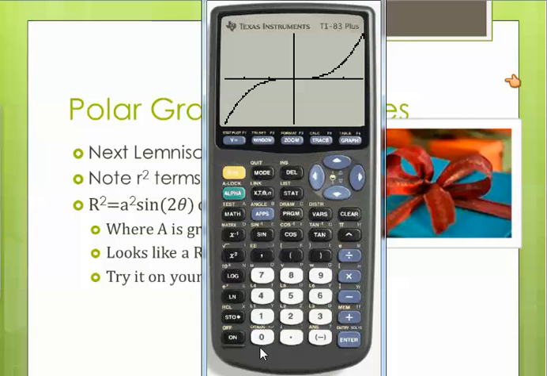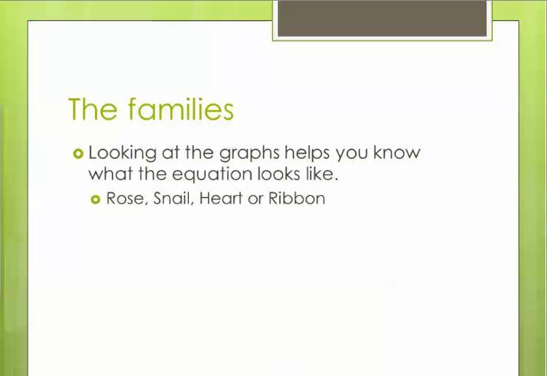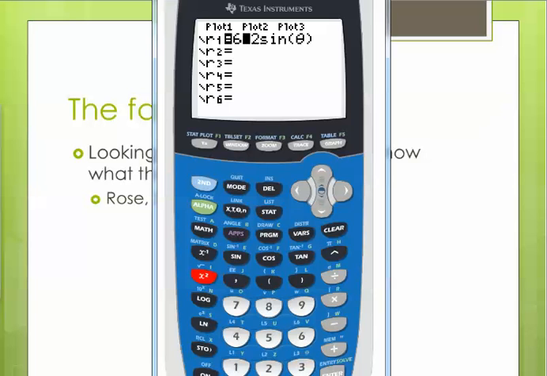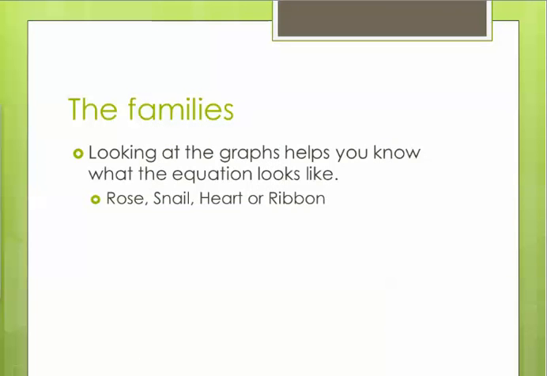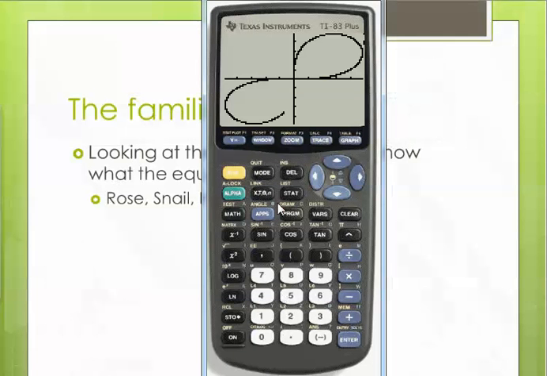Okay? The reasoning why we're doing these and why I'm bringing up these different families is because what we're going to be looking at is if we can figure out what type of a graph it is, a rose, a snail, a heart, or a ribbon, it tells us what the equation looks like, right? And if we know what the equation looks like, yeah, see, it's beginning to look more like a ribbon there. There it goes. Now I got my ribbon. See how it's got two different lobes on it here? Looks like a bow, doesn't it? That's what we're talking about.